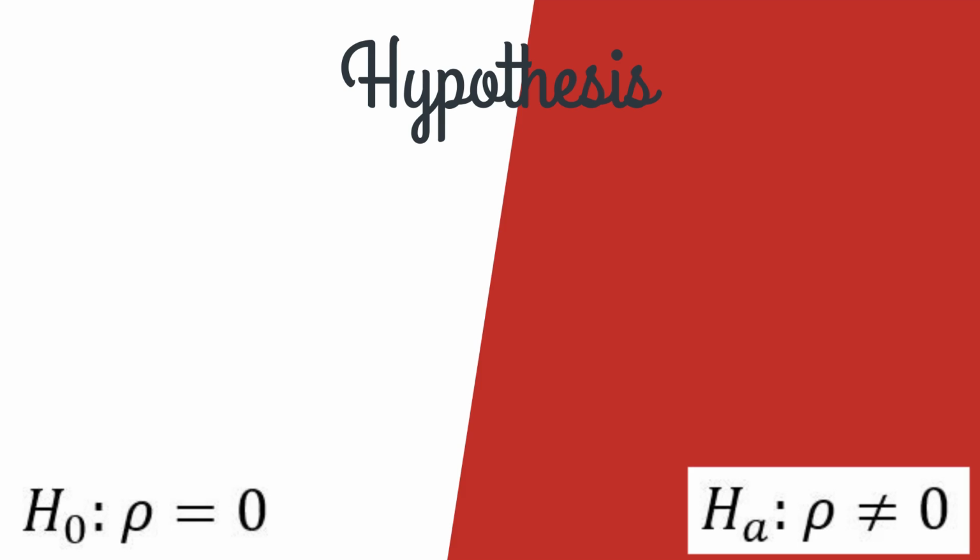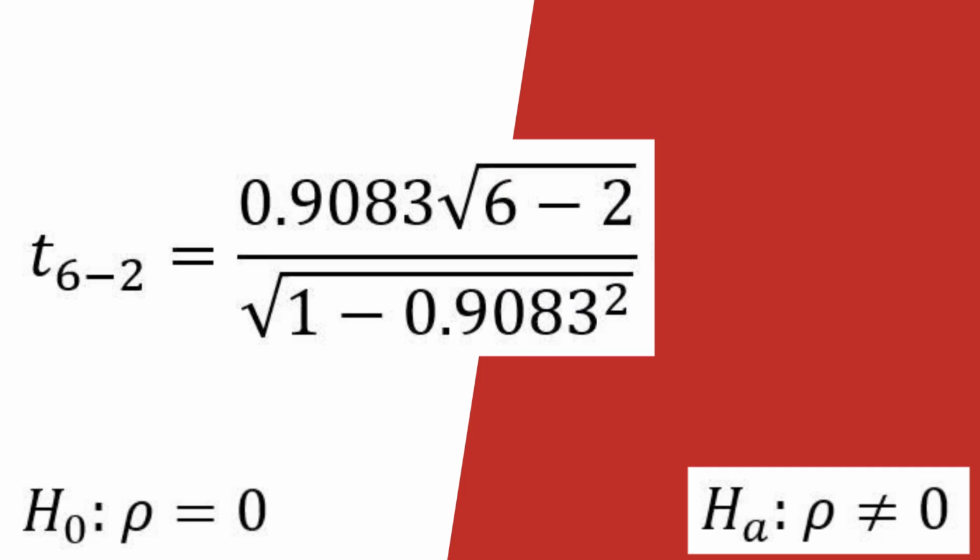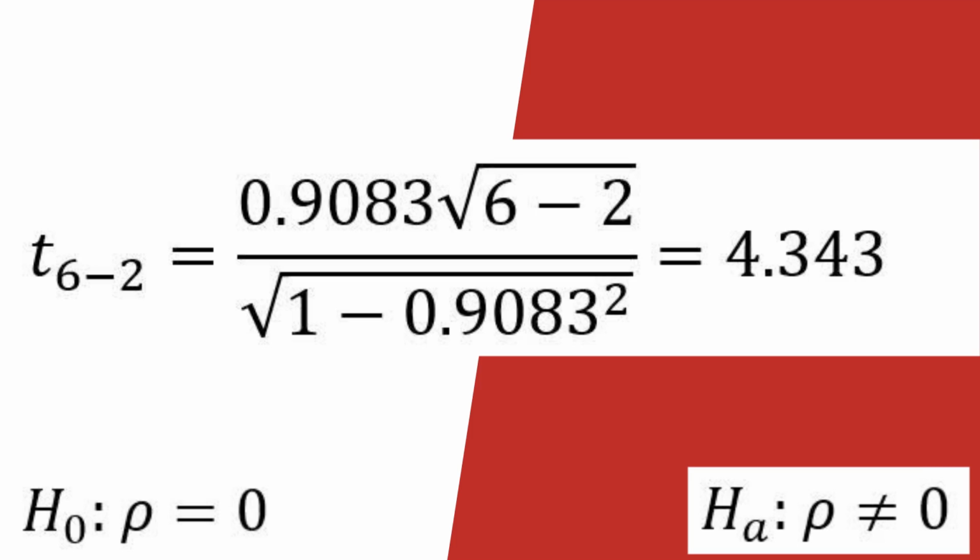Recall that this sample has 6 observations. We can compute the statistic for testing the null hypothesis as follows. t with n-2, or 4 degrees of freedom, is equal to 0.9083 times the square root of n-2 divided by the square root of 1 minus the square of 0.9083, which gives us a t-value of 4.343.